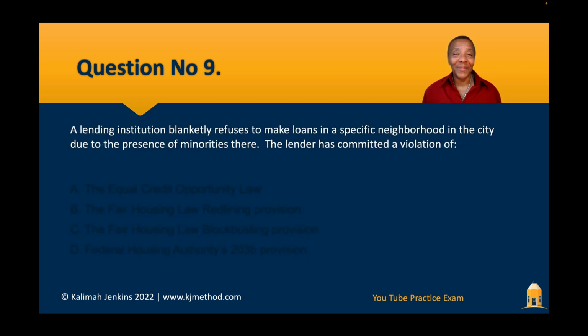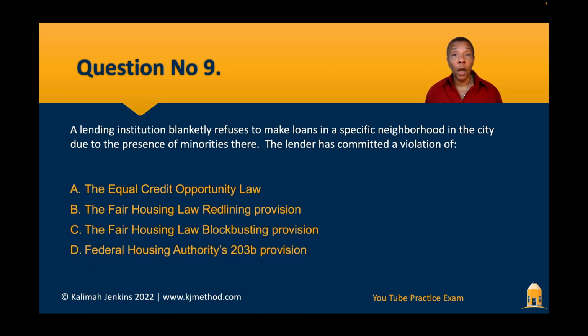All right, question number 9. Let's see what we have. A lending institution blanketly refuses to make loans in a specific neighborhood in the city due to presence of minorities there. The lender has committed a violation of the Equal Credit Opportunity Law, the Fair Housing Law redlining provision, the Fair Housing Law blockbusting provision, the Federal Housing Authority's 203B provision.